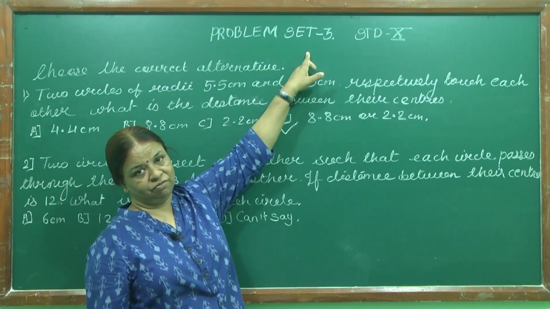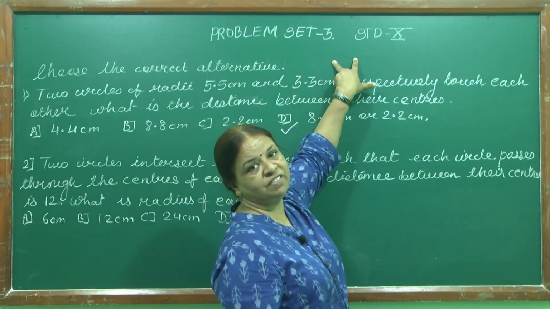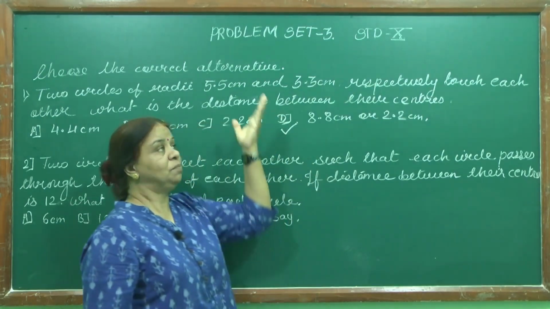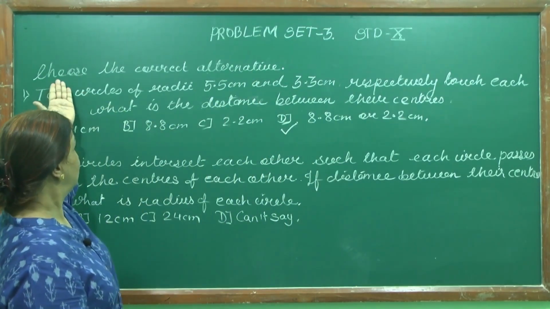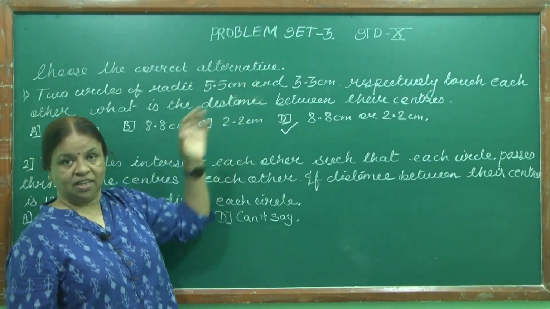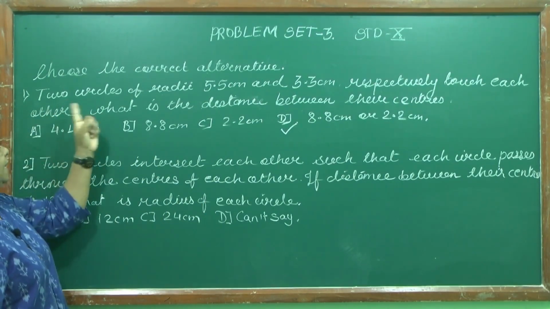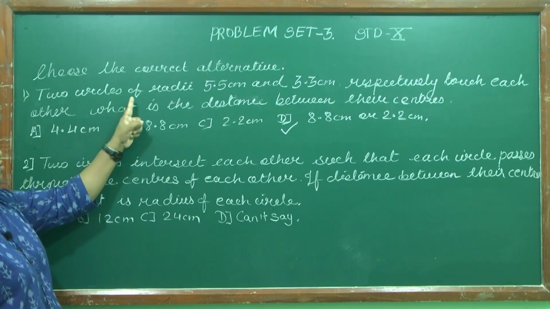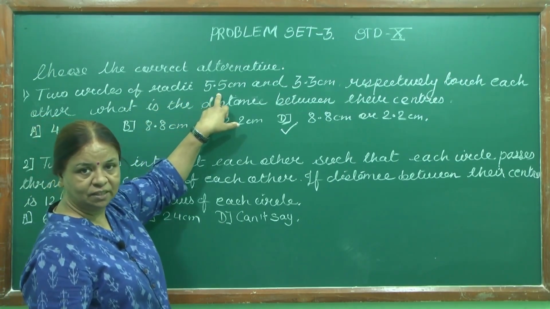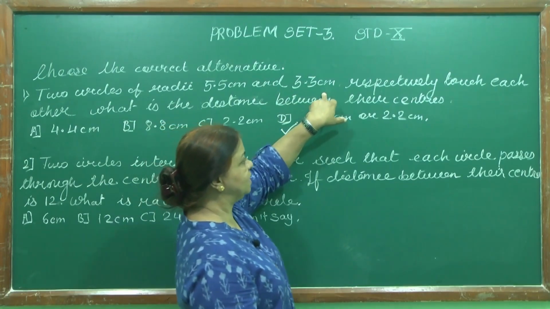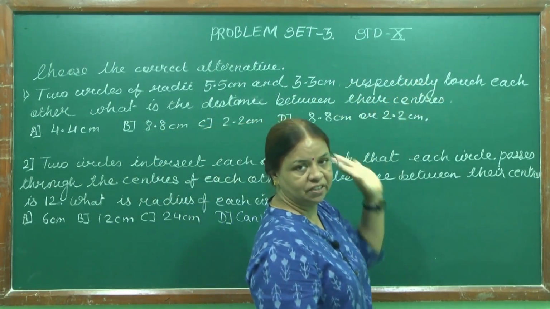In this video we will be learning the problem set of your textbook from chapter 3 Circle of Standard 10th, and the problem set begins with choose the correct alternative. In that, the first question is, let us read: two circles of radii 5.5 centimeter and 3.3 centimeter respectively touch each other.